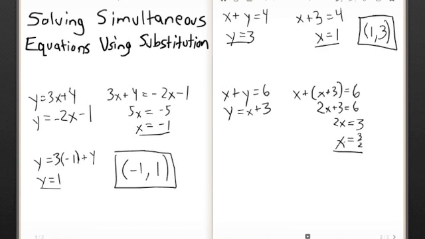Now to find y, we just take x equals 3 over 2 and we put it back into either of these two. So if we take the second one here, we'll get y equals, change x to 3 over 2, plus, and then so that we have fractions with the same denominators, we'll change 3 to 6 over 2. So y equals 9 over 2. And the solution here will be 3 over 2, 9 over 2.